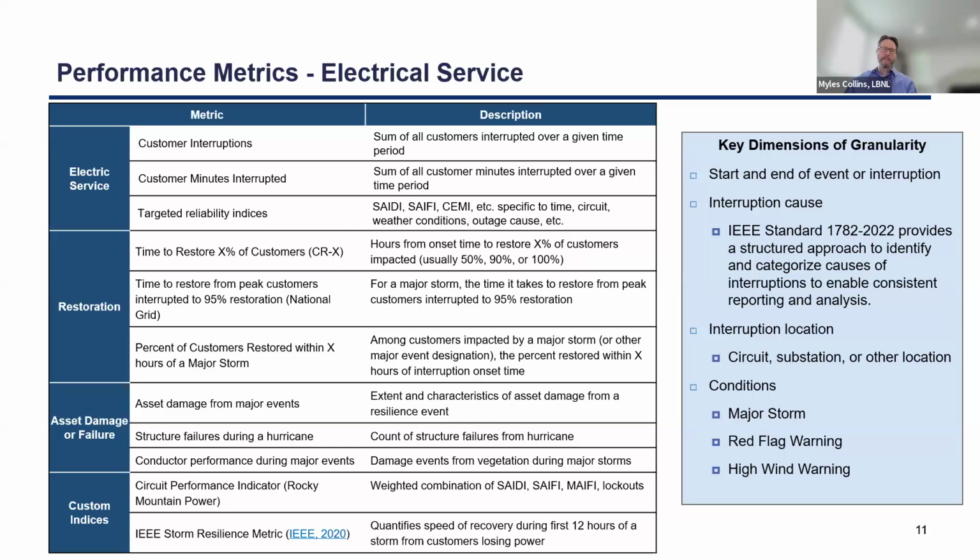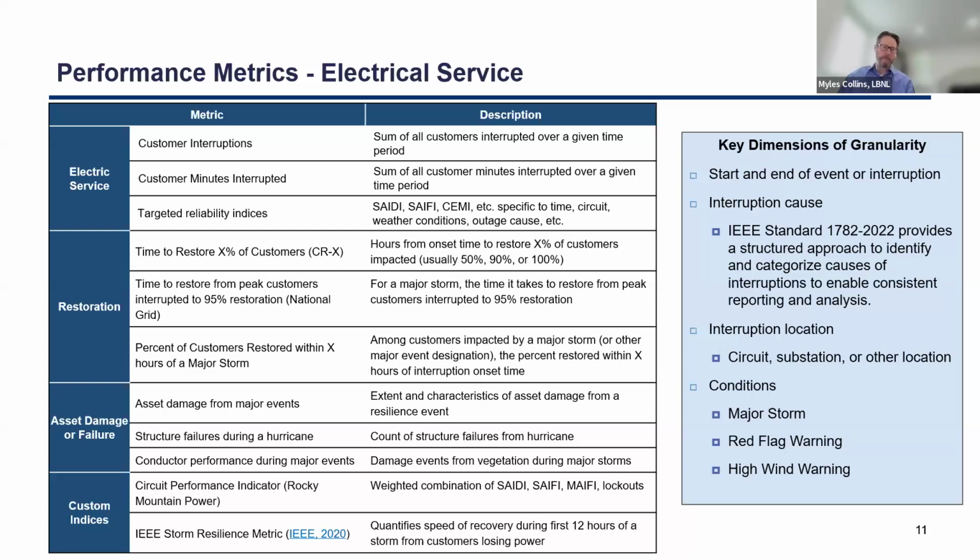If we're looking at how well these investments perform, we're looking at what are referred to as performance metrics. These metrics describe the effectiveness of resilience investments by quantifying the extent to which they have or have not reduced the negative impacts of these resilience events. Utility resilience measures seek to avoid some or all of these negative impacts that would have occurred without the measures, and this can help measure progress toward achieving these objectives. This table shows examples of metrics for a few different categories, listed on the left: electrical service, restoration, asset damage or failure, and then some custom indices.